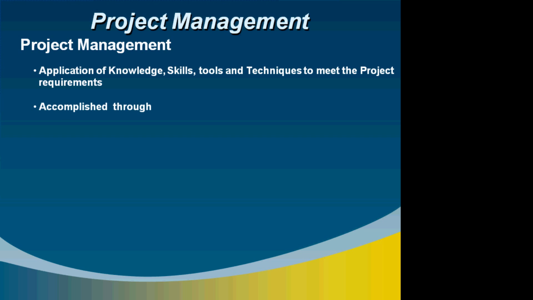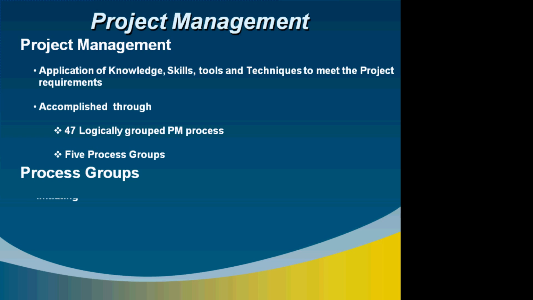According to the PM book, project management can be accomplished through 5 process groups and 47 logically grouped project management processes. Now let us understand the basics of the 5 process groups. Logical groups we'll see in future videos if required. The 5 process groups are initiating, planning, executing, monitoring and controlling, then closing.